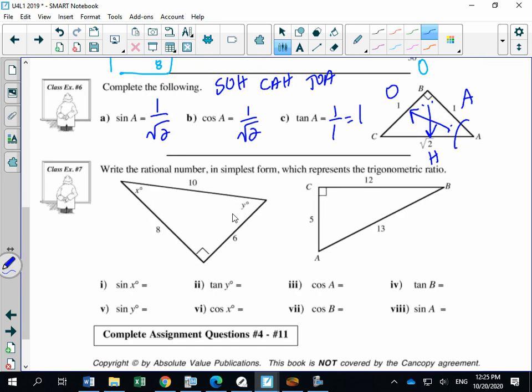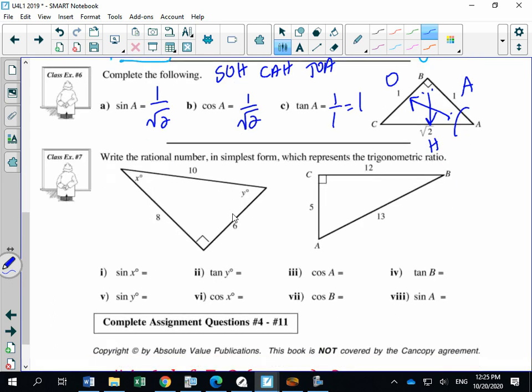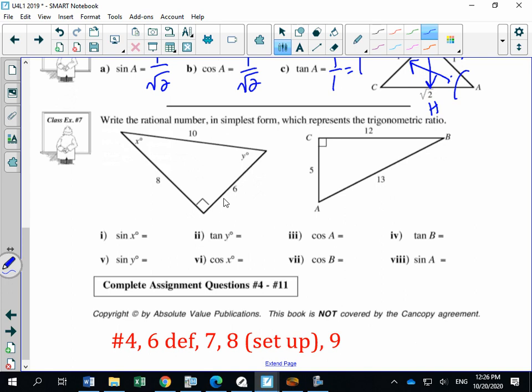Okay, let's do the last question, most complicated, and it's not that complicated. Again, we're going to look at this triangle first, and then you say to yourself, okay, wait a second. They gave me X and they gave me Y, right? So how do we do this? Here's how we do this, you guys.